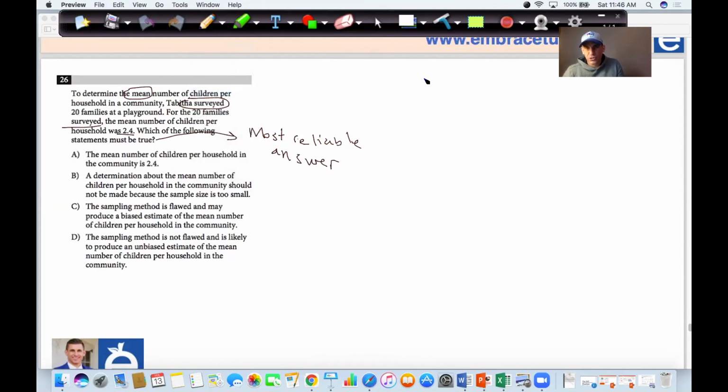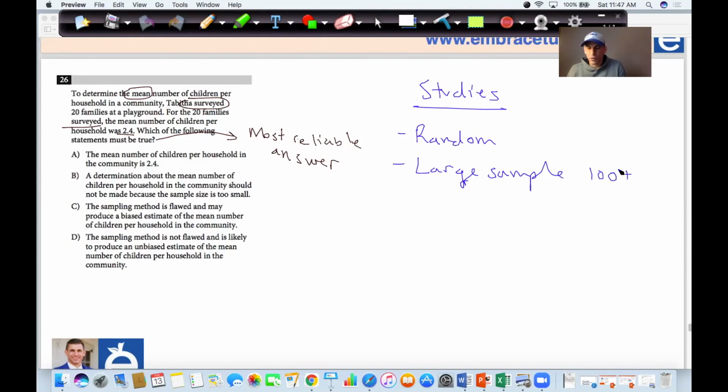When referring to surveys and studies, there are 3 conditions you want to pay attention to. The first is that it is random, okay? The second, that it is a large sample size. The SAT generally prefers usually 100 participants or more. Although here it says 20 families, so you technically don't know. I guess it's 20, which isn't great, but at the same time there is a trump card, which is bias. They want to remove bias from the questions.